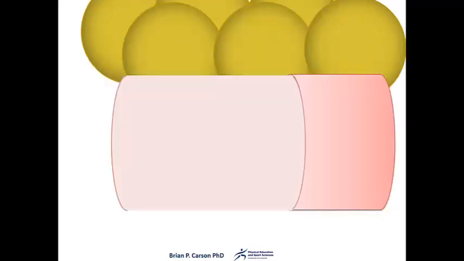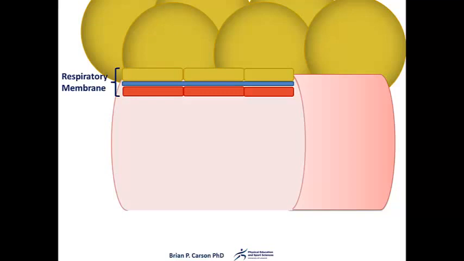The alveolar and capillary spaces are separated by a very thin barrier known as the respiratory membrane. So let's take a closer look at this. The respiratory membrane is made up of a single epithelial cell layer as part of the alveolar wall. As with all epithelial cells, this is accompanied by a basement membrane.